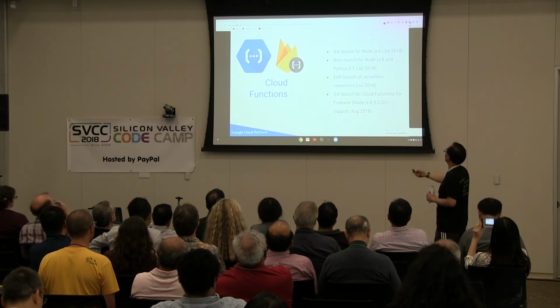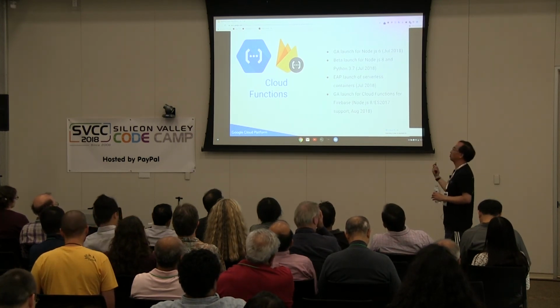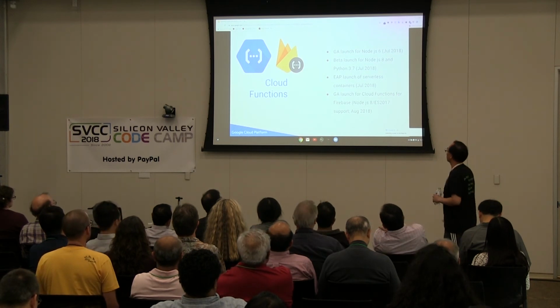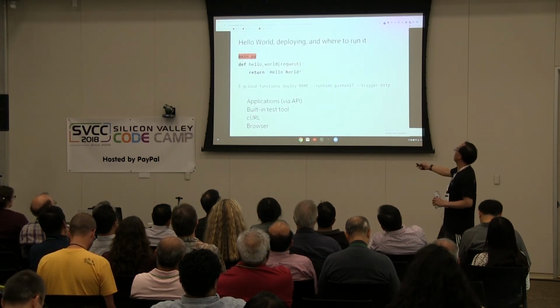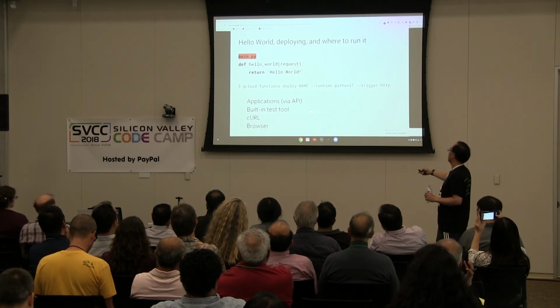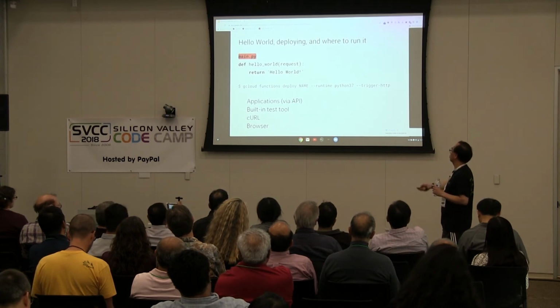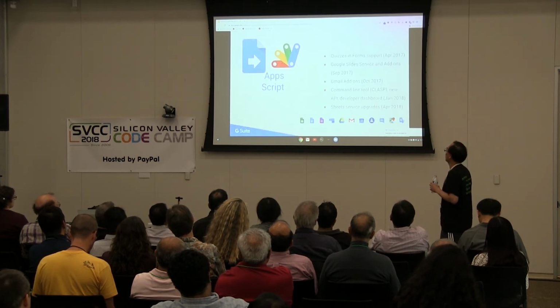Okay, and then Cloud Functions is the other cool serverless platform we have in cloud. That's where you can just upload functions and make them available on the internet. So here's hello world. Then I run this command to deploy it, and then I can access it from an API or from the browser, which I'll show you in a moment, curl command or whatever. So I have functions that are now online.